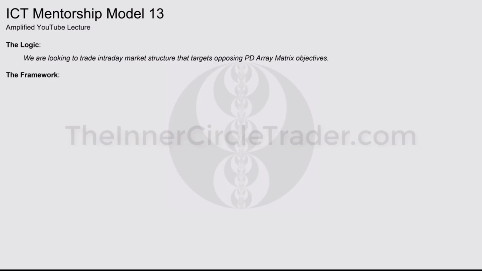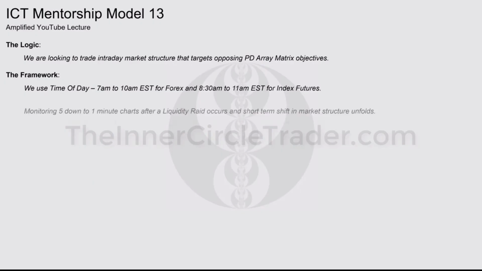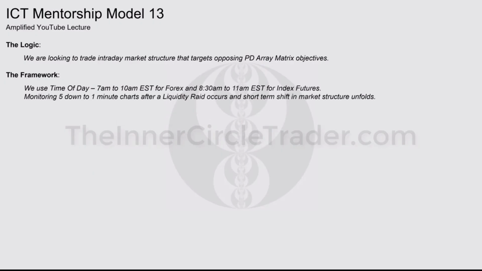The framework. We use time of day. Now, this is the specific window for Forex: 7 a.m. to 10 a.m., which is the New York kill zone, and 8:30 a.m. to 11 a.m. Eastern time for index futures, which is the AM session, the index futures morning session. We're monitoring 5 down to 1 minute charts after a liquidity raid occurs and a short-term shift in market structure unfolds.